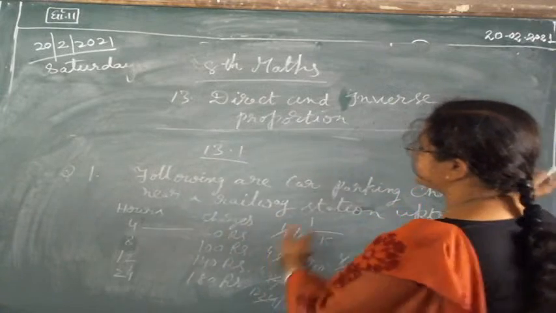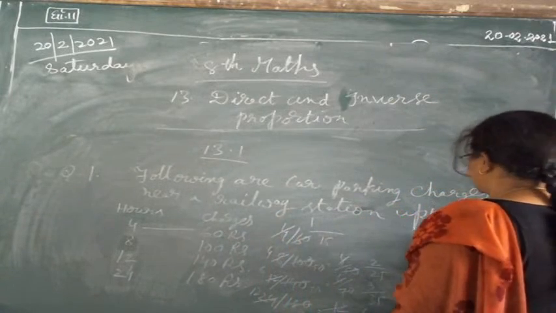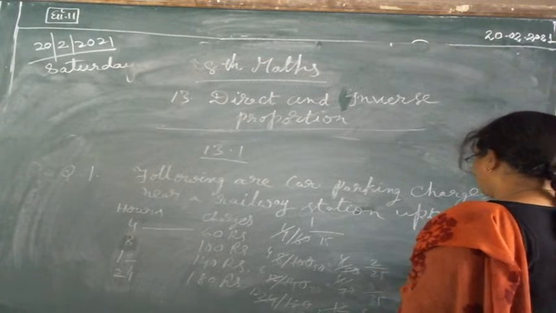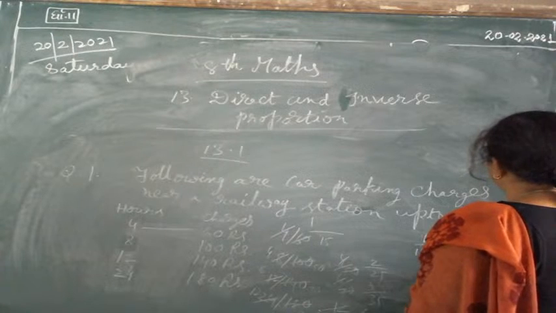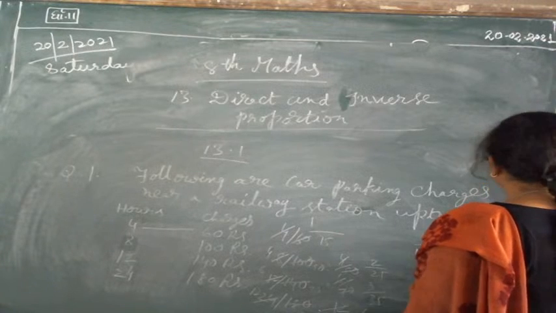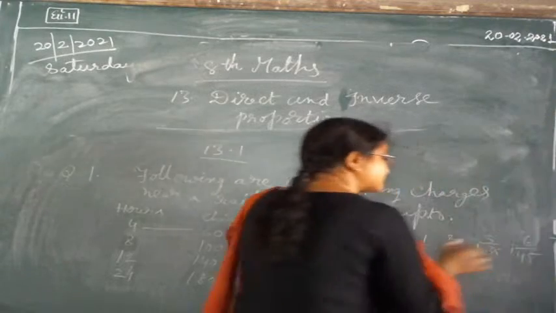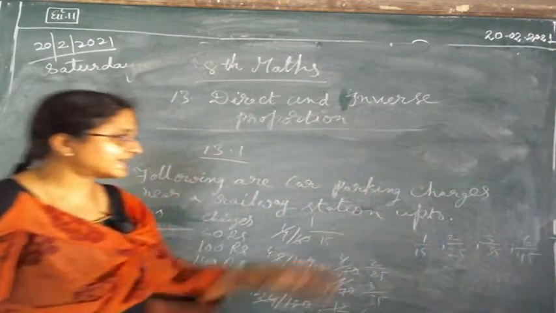Their ratio, 8 and 100's ratio, is 2 by 25. And the third one is 3 by 35. And the fourth one is 6 by 45 that came to us. Can you say they are in direct proportion?